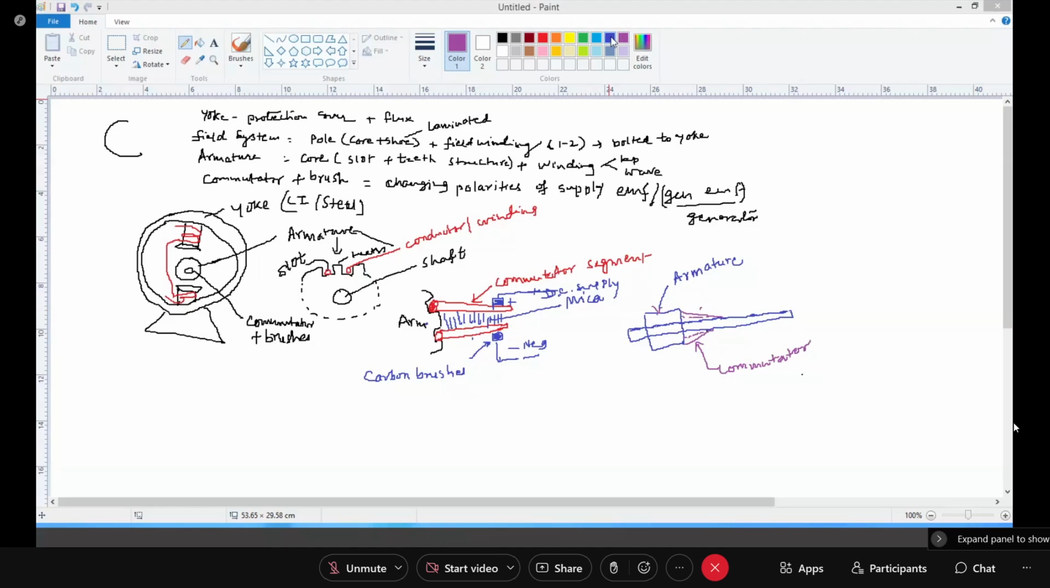I don't know why it is taking like this. So on this we have brushes like this. We have brushes on both sides, so it would be appearing like this. So this is a brush. This may be the positive brush and this is the negative brush.